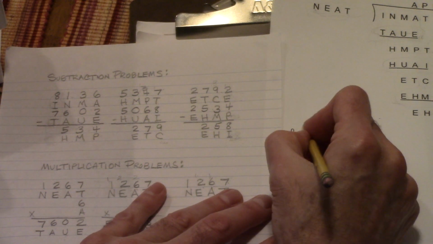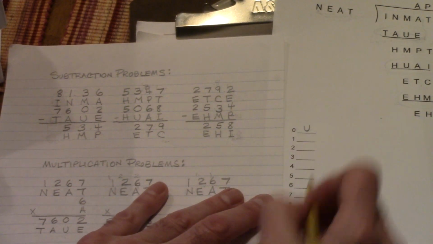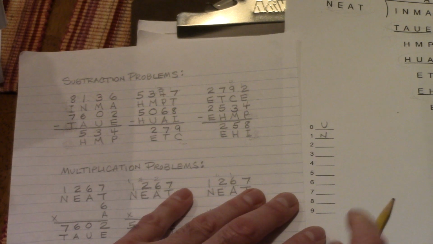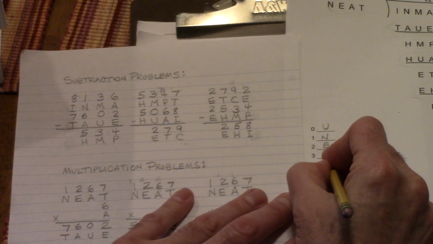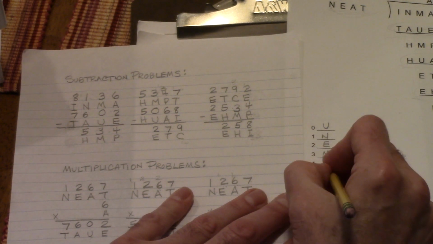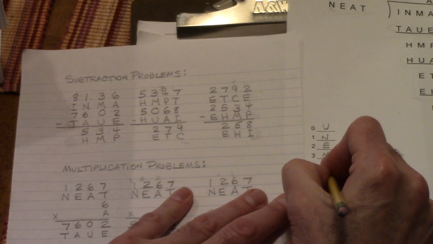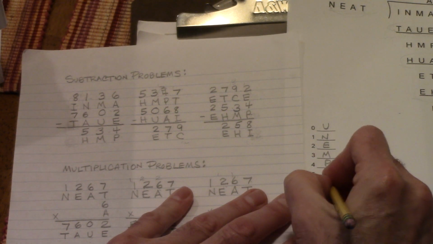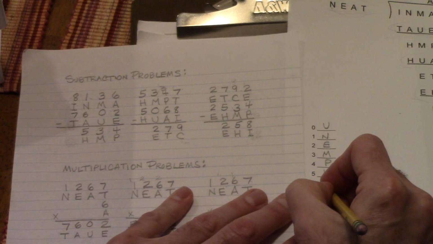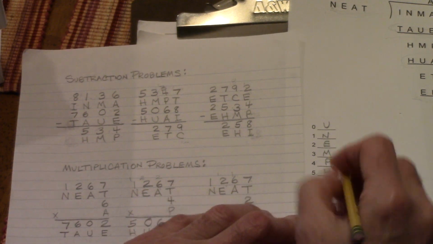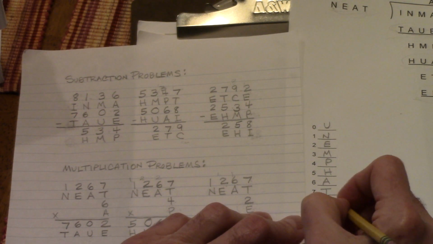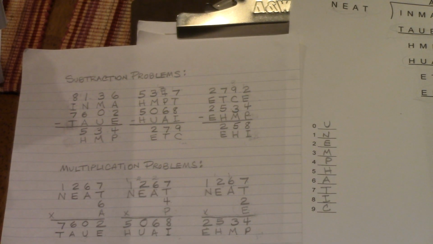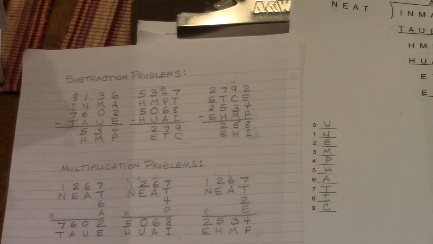0 was u, 1 was n, 2 was e, 3 was m, 4 was p, 5 was h, 6 was a, 7 was T, 8 was I, and 9 was C. It spells out the word unemphatic, which is not a word I use on a daily basis, but there you go.